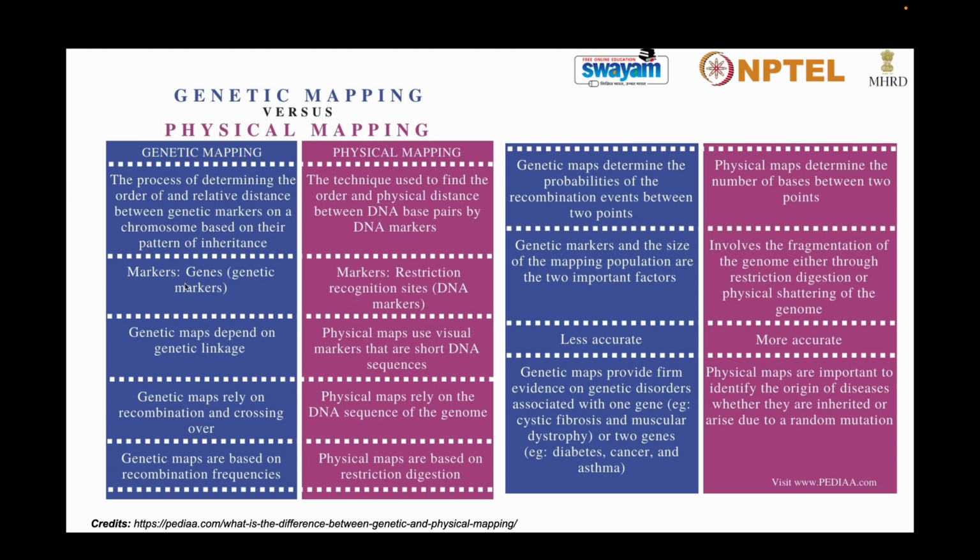Then come the markers. In genetic mapping, you require markers such as genes, that are genetic markers, and in physical mapping, the markers could be the recognition sites of restriction enzymes. So that is the DNA marker.